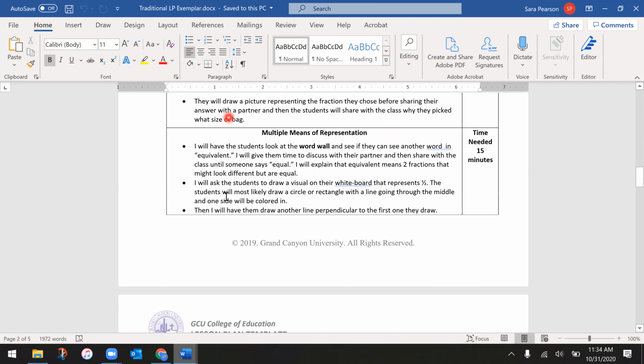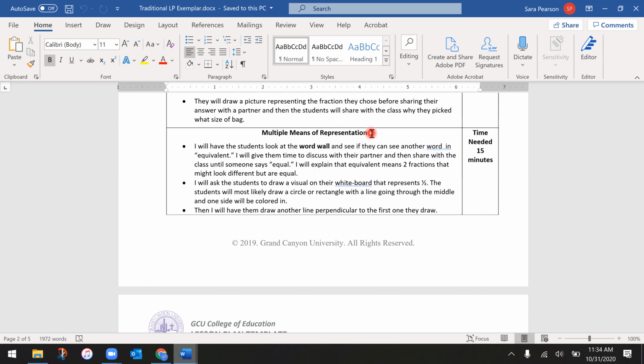When we go down to the multiple means of representation section, think about this section as the teacher action. How are you instructing students? What are you going to do to teach the students? How are you representing the math content?